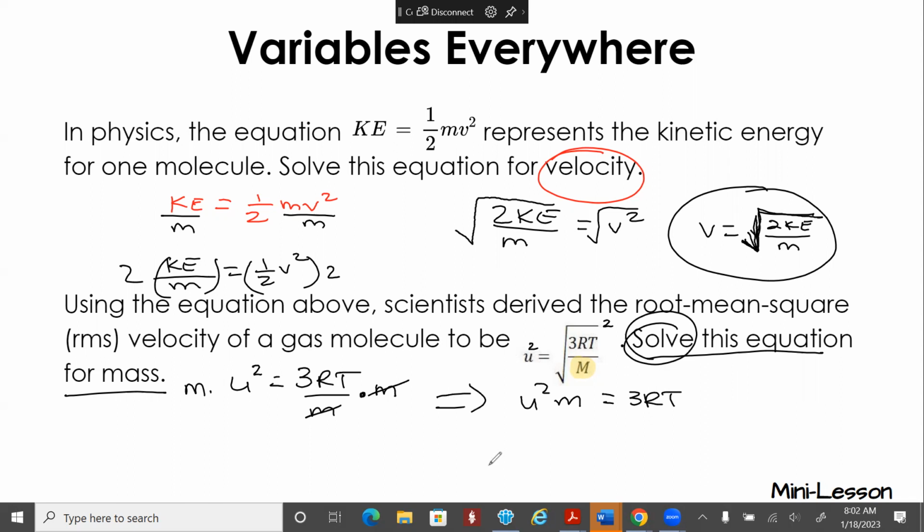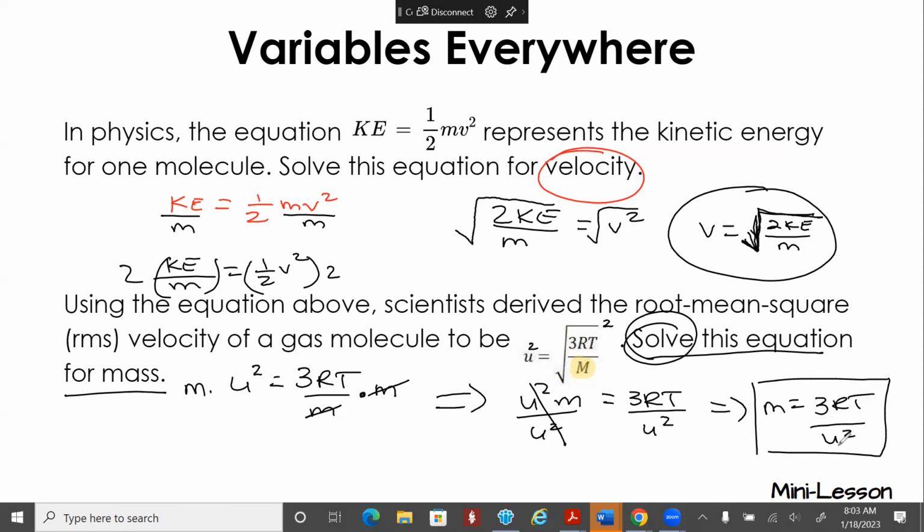But now, is m by itself? No, it's attached to u squared. Well, how do we get rid of u squared? So divide by u squared on both sides. Those would cancel. And so we would get m equals 3RT divided by u squared.